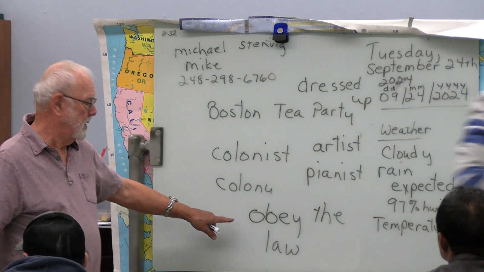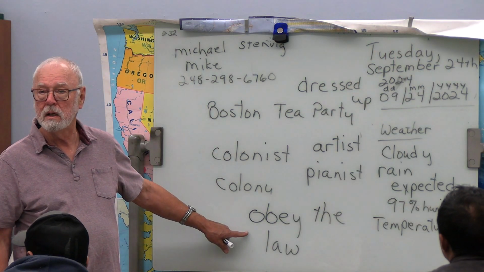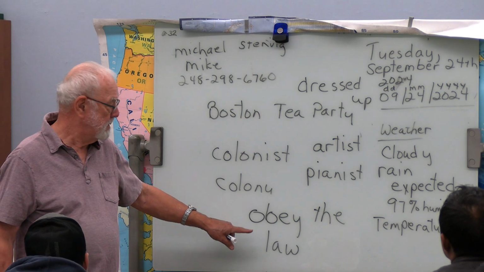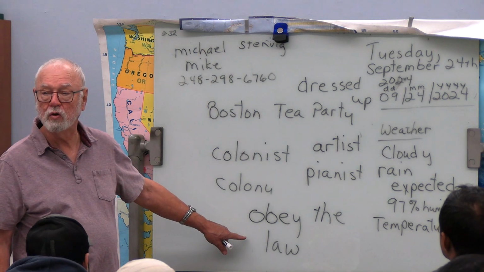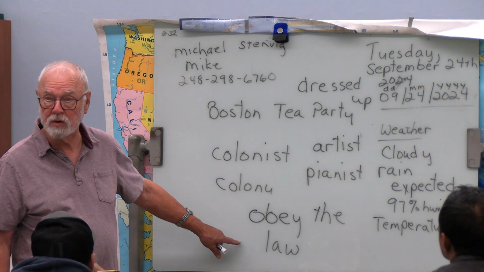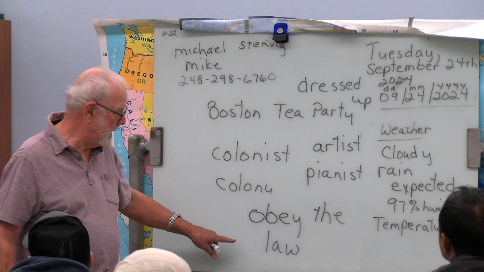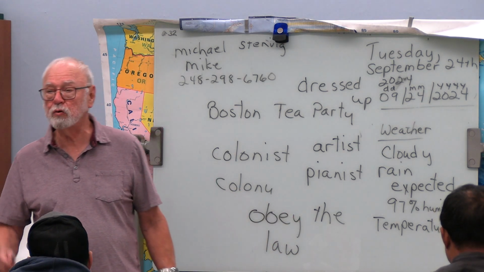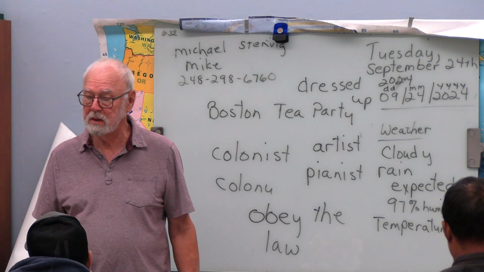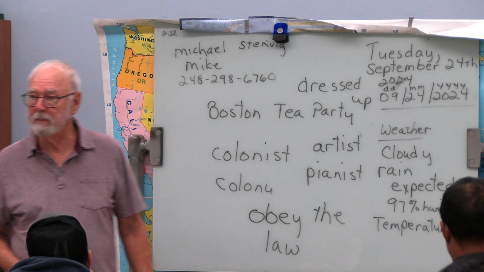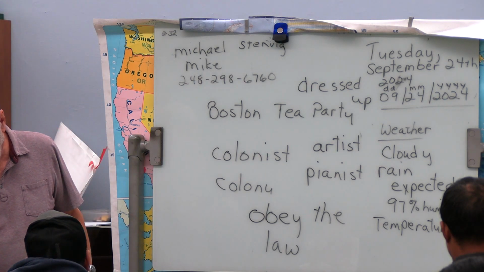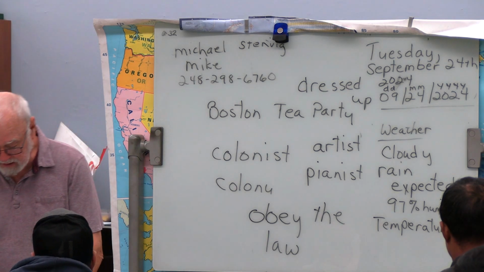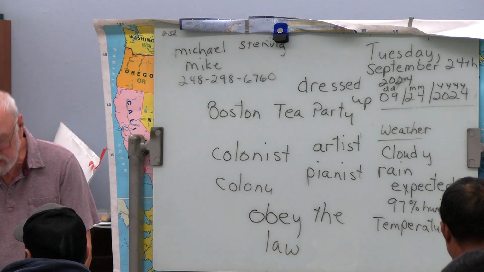Right here, the word obey means to do what someone tells you to do. So we say, obey the law, obey the traffic signs, obey. So that's the Boston Tea Party.